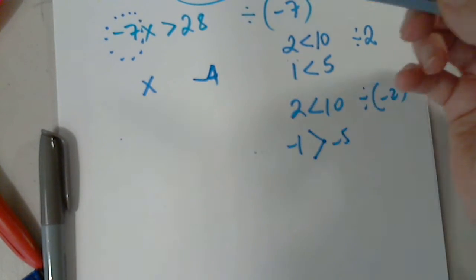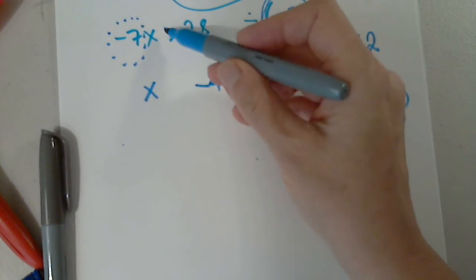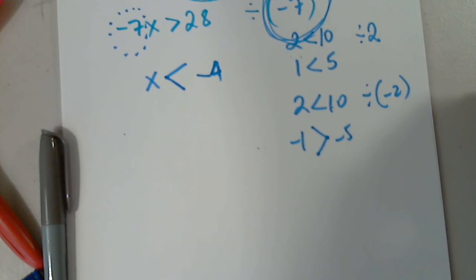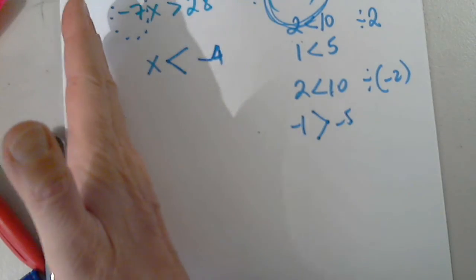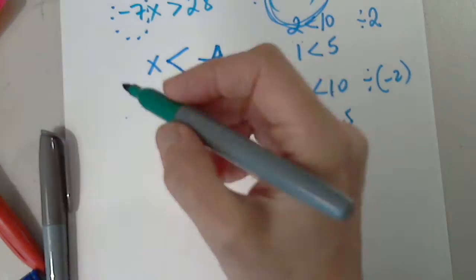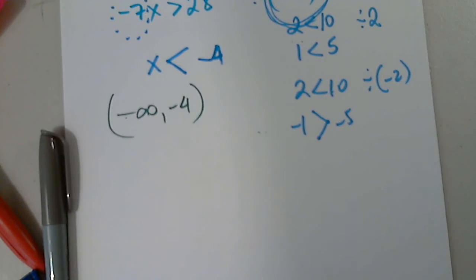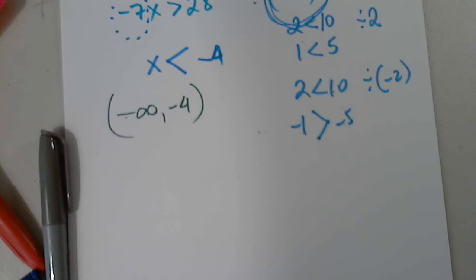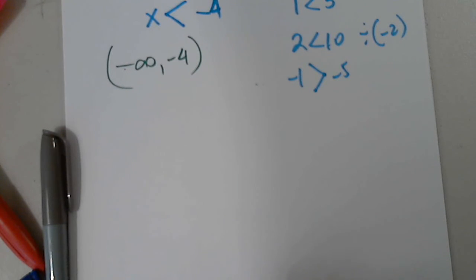So every time we divide both sides of an inequality by a negative number, we must switch the inequality symbol because this will no longer be true. So therefore, the solution in interval notation is from negative infinity to negative 4. Any number that is less than negative 4 will be to the left of negative 4. So this is how we solve linear inequalities.